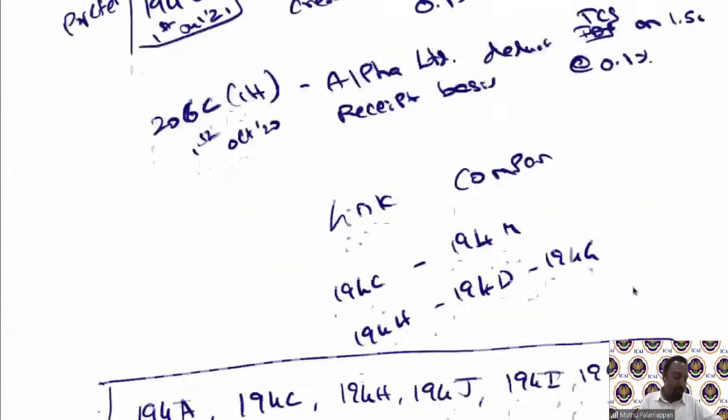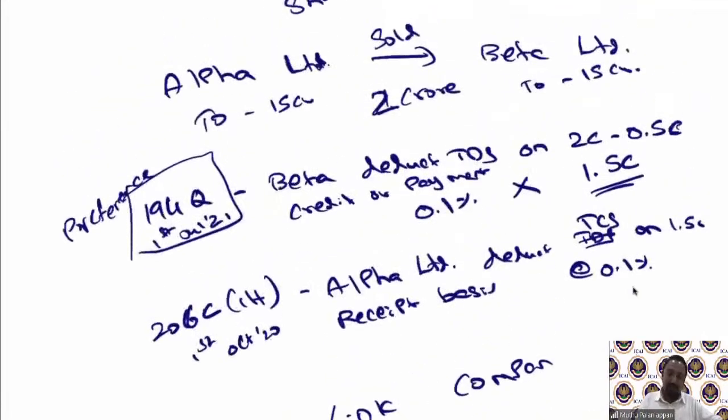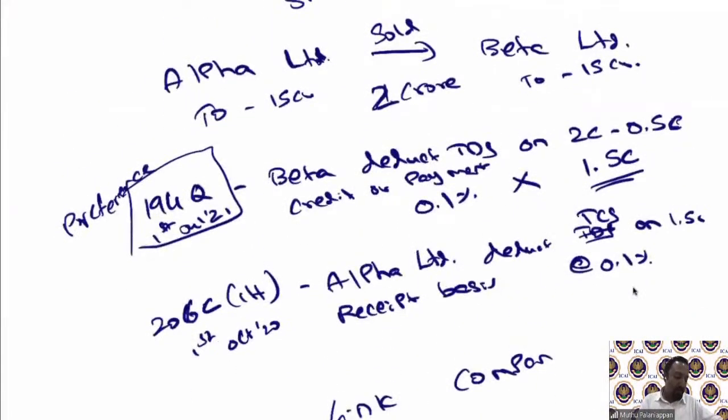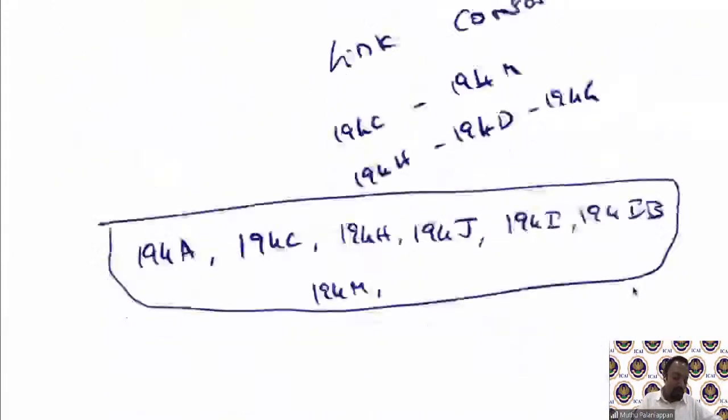It is for this transaction which I explained, this is what 194Q is about. So 194Q in short is for purchase of goods. When you are purchasing goods, whatever is being purchased, if that amount exceeds 50 lakhs, TDS must be deducted at 0.1%. So that's what it is about.